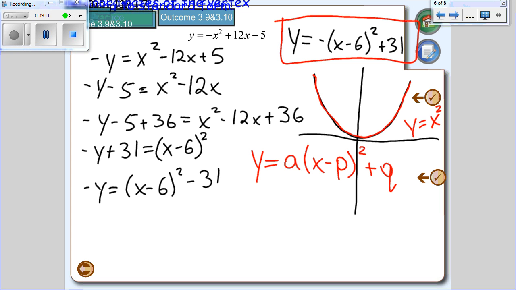6, 31. So if I said true or false, the vertex is at negative 6, 31. False. Okay. True or false? This graph has a maximum point. True, because it's facing downwards now. True or false? The axis of symmetry is at x equals 6.